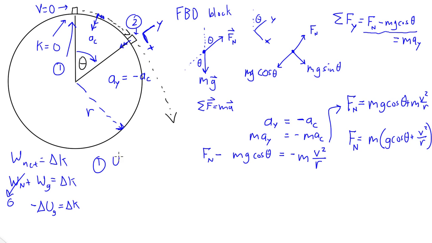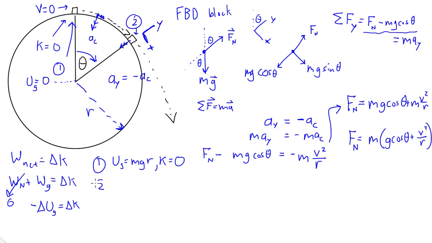At 1, we have potential energy due to gravity equal to mg times the height of the block above whatever reference point we choose. I'm going to choose the center of the sphere as the reference point because I know that this works, and it doesn't really matter. So its height above that is the radius of the sphere. And then its kinetic energy at that point is 0.